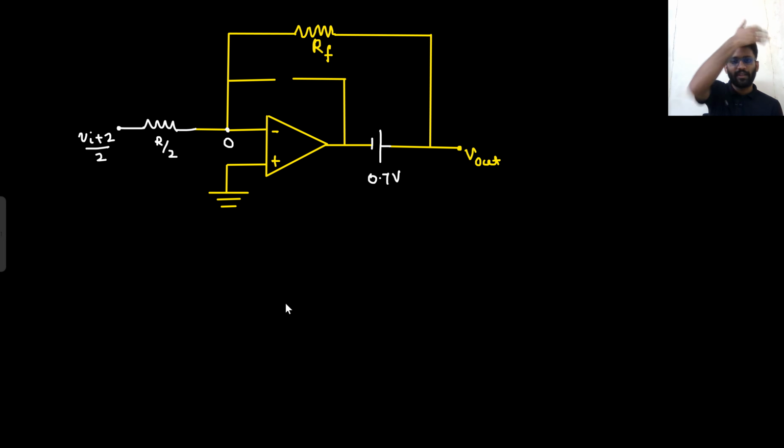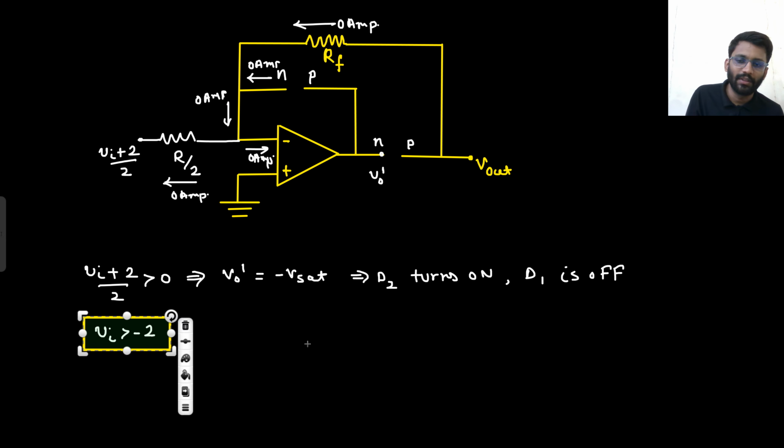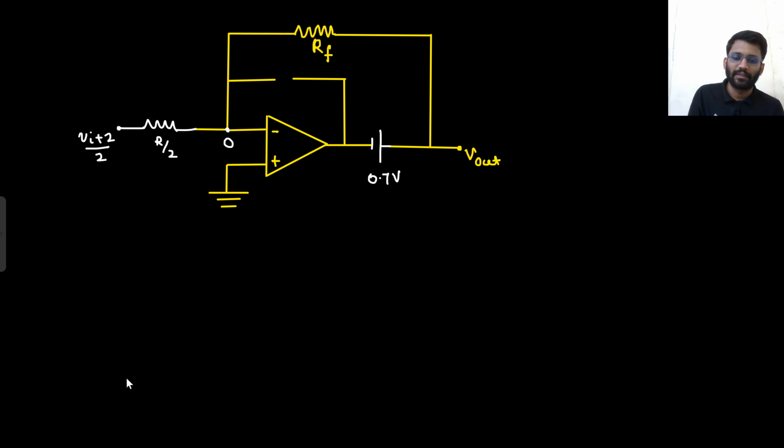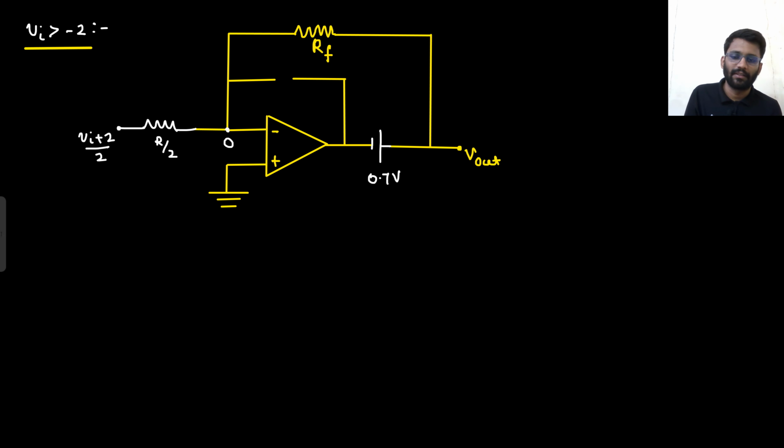Simply you can write V naught by V in plus 2 by 2. If your V in plus 2 by 2 is greater than 0, that means if your V in is greater than minus 2. So all this is happening when V in is greater than minus 2. If V in is greater than minus 2, then your D1 is on. So you are saying that for V in greater than minus 2 volt, this is the circuit.